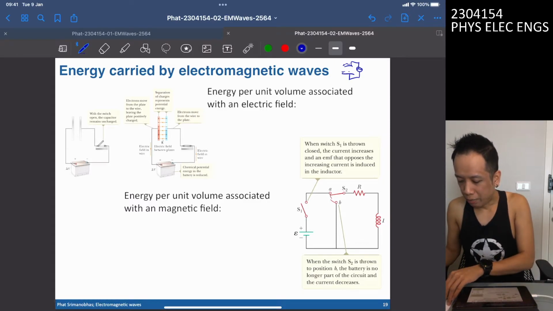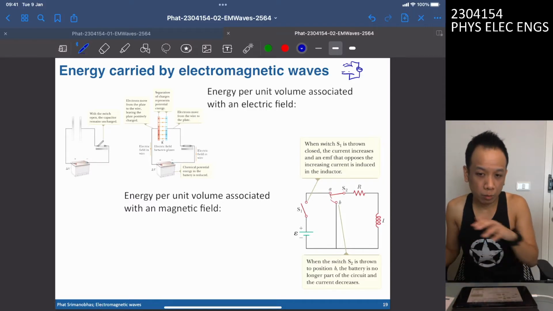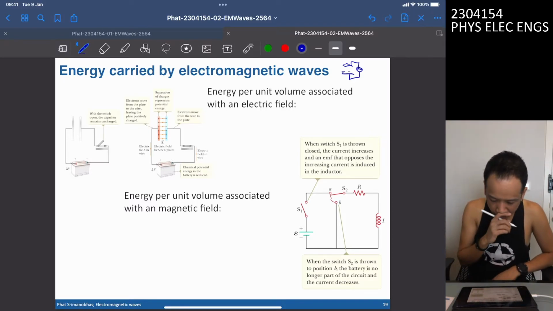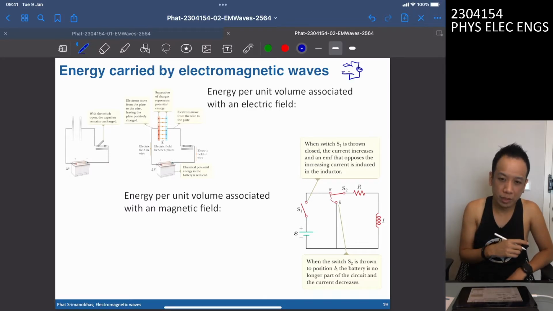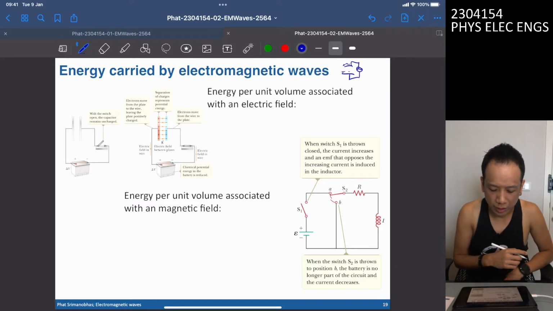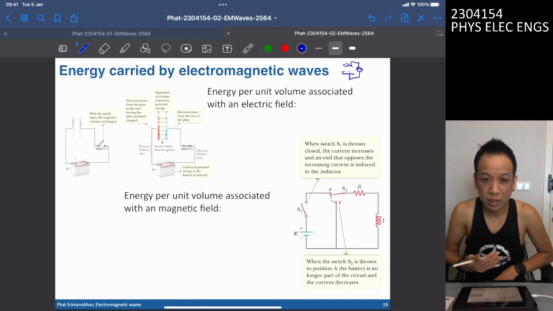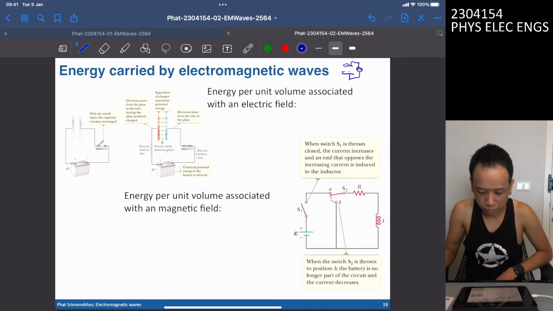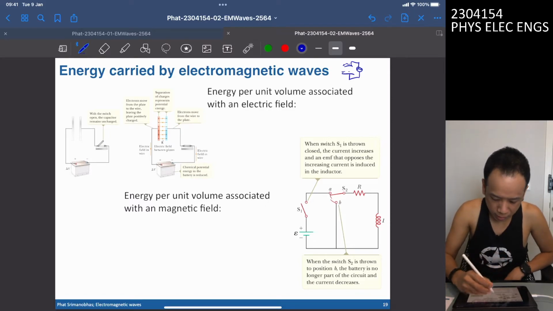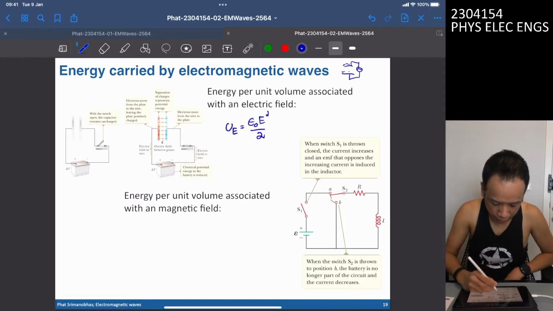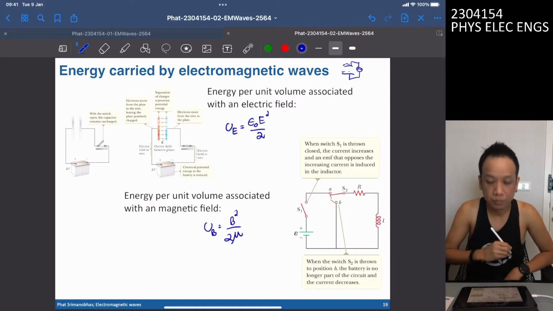In this section, we will not invent something new from scratch. We're going to use what we have learned before. In the first part of the course, you already learned or discussed the energy density, so energy per unit volume associated with the field. So I will just put the equation here immediately. If it's associated with the electric field, you get epsilon 0 E squared over 2. And if it's associated with the magnetic field, it's B squared over 2 mu 0.